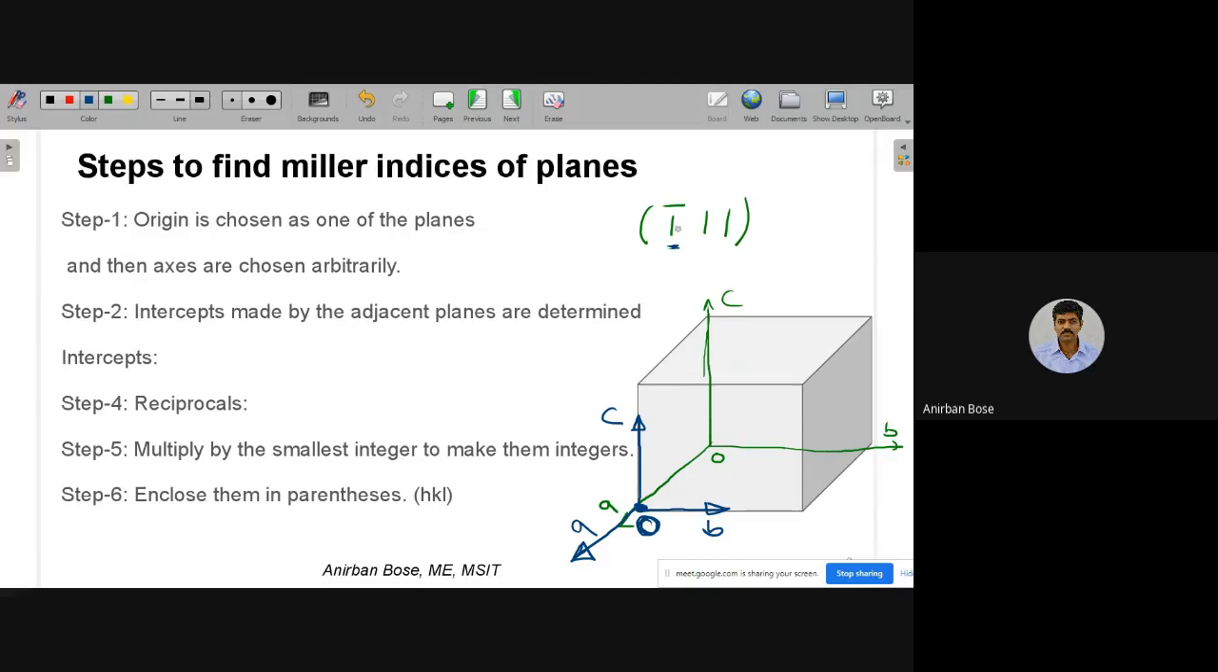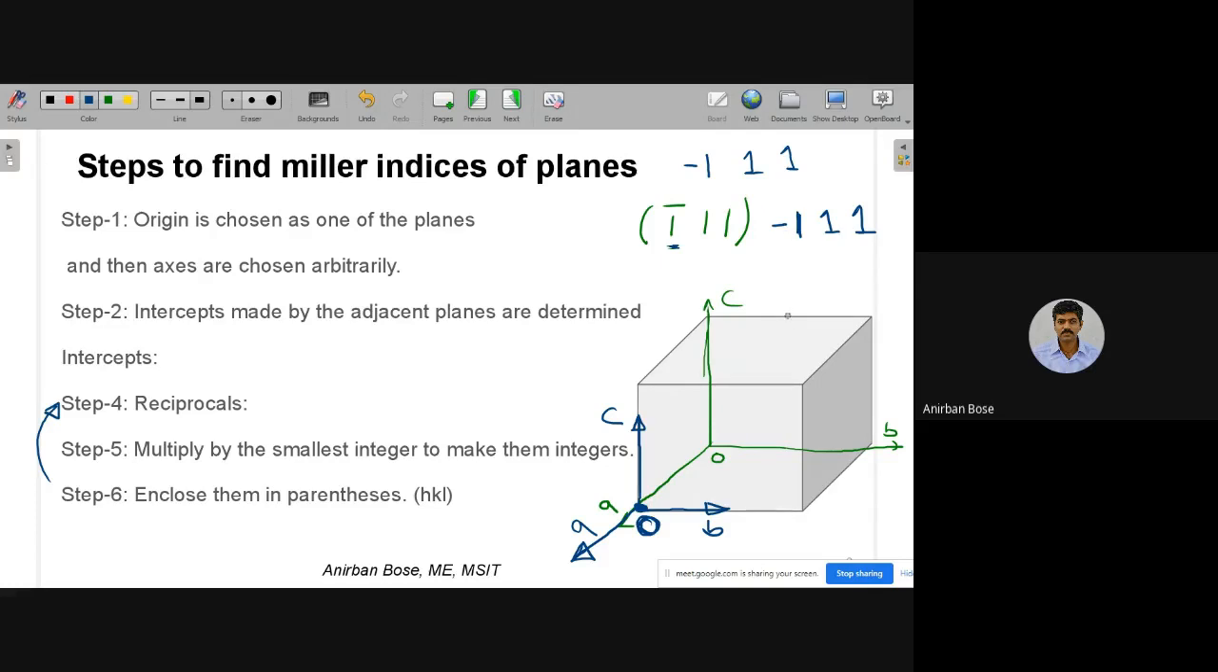So here it is bar 1, that means you can understand this actually came from -1, right? So -1 1 1, somehow you got it. So next step is what? You have to take the reciprocal. We are going in a reverse way. If you take the reciprocal, you will get 1 1 1 again. Since it is 1, you do not notice what is happening. But if you take the reciprocal, it will be -1 1 1.